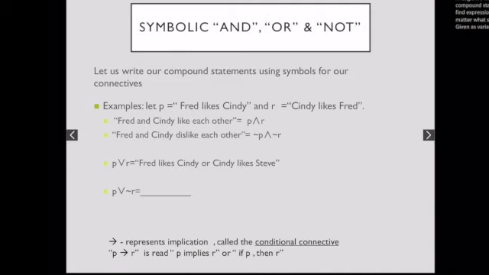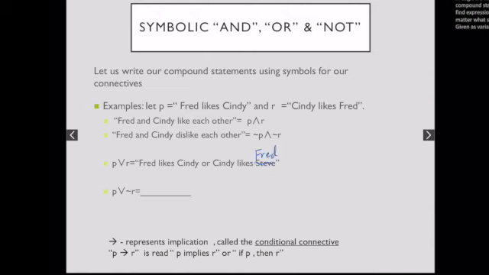So let's write our compound statements using symbols for our connections. So just keep in mind that in logic, we will manipulate our compound statements in order to find expressions that are true, no matter what we were given as variables. So let's take a look at these examples. Let P equal Fred likes Cindy, and R equals Cindy likes Fred. If I have Fred and Cindy like each other, that's going to be P and R. If I say that Fred and Cindy dislike each other, that's going to be not P and not R.